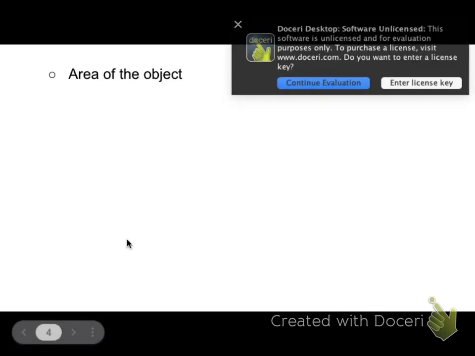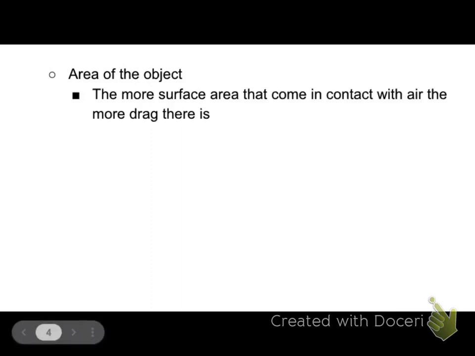The next force we need, or not force, but factor we need to consider is the area of the object. Okay, so you may have discovered this during your lab, that if you have more surface area come in contact with the air, then you will have more drag. Okay, so that's why a larger parachute slows an object more than a smaller parachute, because there's more surface area coming in contact with the air. It's also why a crumpled sheet of paper falls down to the ground faster than a flat sheet of paper. The flat sheet of paper is experiencing more drag because there's more surface area.